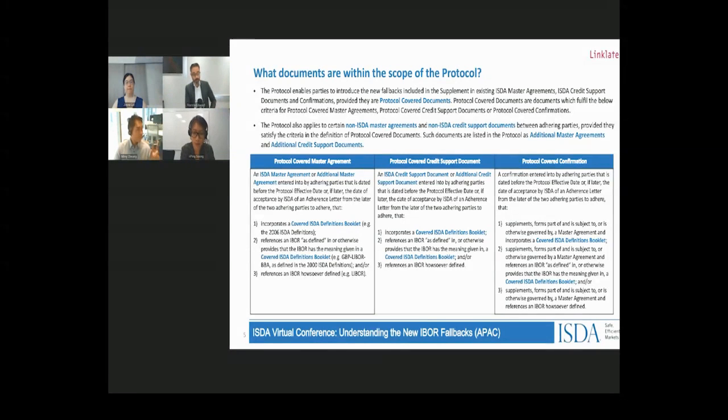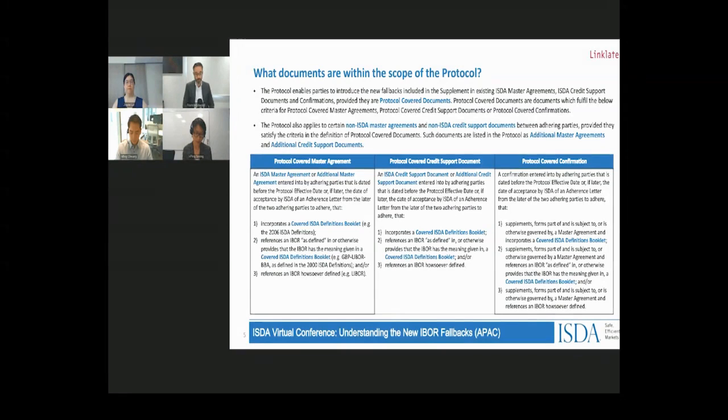Just to be clear as well, this covers not just an ISDA master agreement that's been signed in the usual way, but also what we might call a deemed ISDA or a long form confirmation. So where an ISDA is deemed to come into existence by an agreement rather than actually the piece of paper being signed.